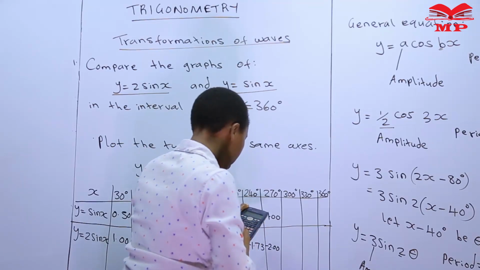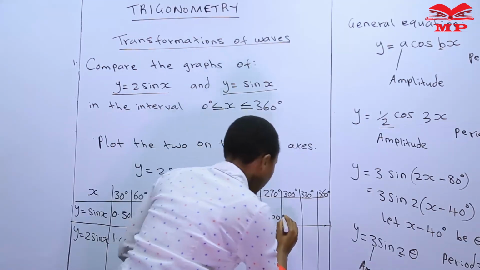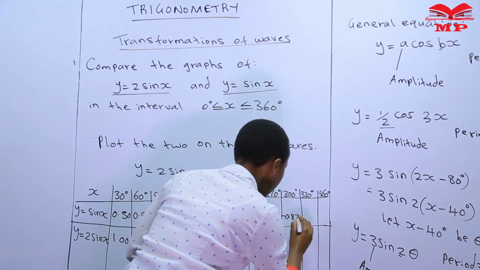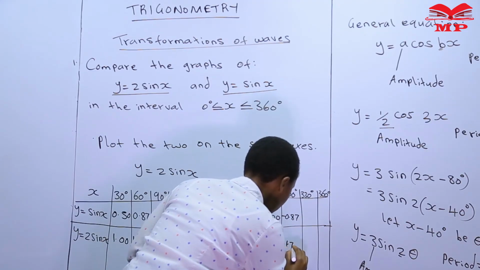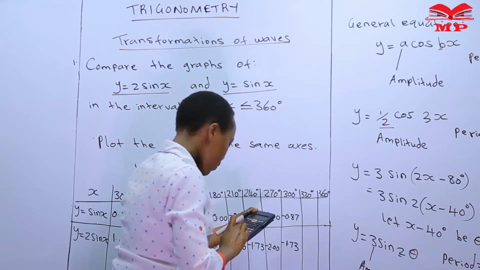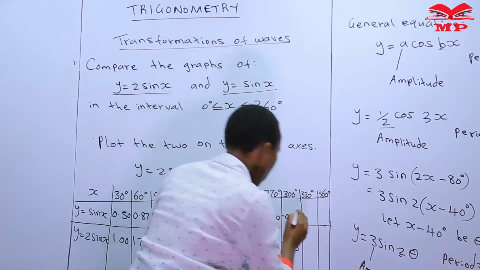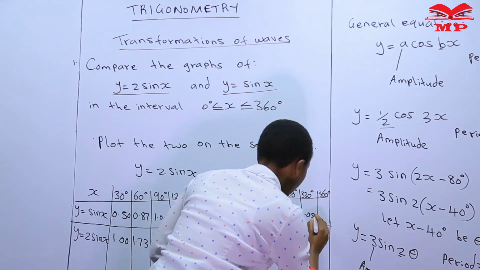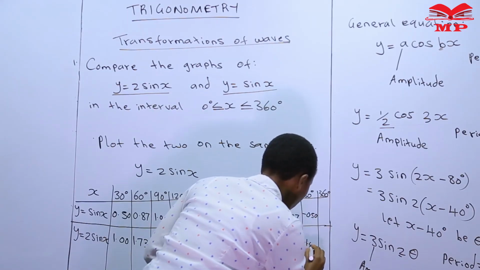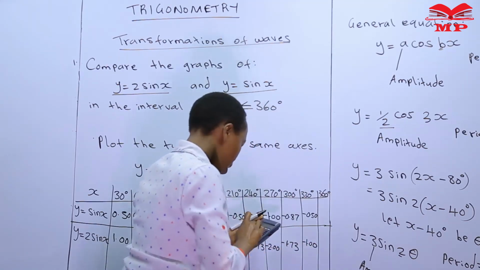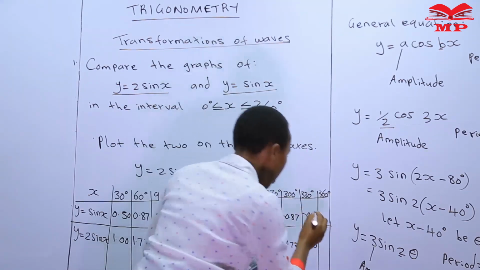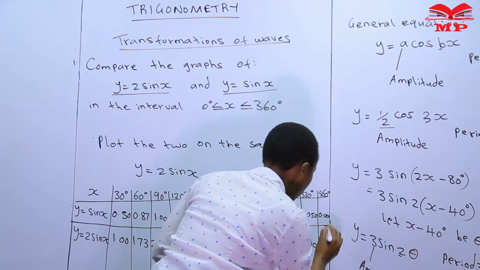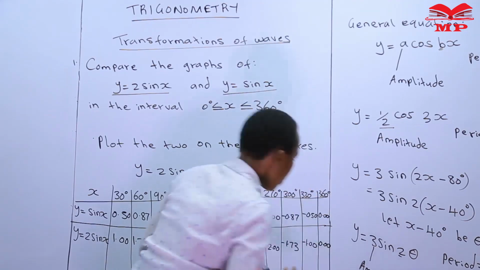Then we have sine 300, which is negative 0.87, negative 1.73. Then we have sine 330, which is negative 0.50, negative 1.00. Finally, we have sine 360, which is 0.00, 0.00.